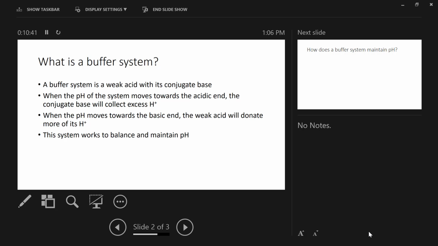And I want you to think about this. Why would you ever need to balance and maintain pH? Why would you need to do that? Because it could have catastrophic consequences. Absolutely. Like the atomic bomb. The atomic bomb. Maybe not that catastrophic, but definitely close. Maybe so.